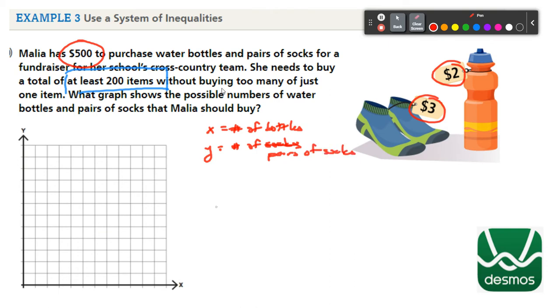Okay, so for my first inequality with the 500, I know that I cannot spend more than $500. So 2, the price of a water bottle, so 2 times x plus 3 times y must be less than or equal to 500. This is my budget, right? This is my budget.